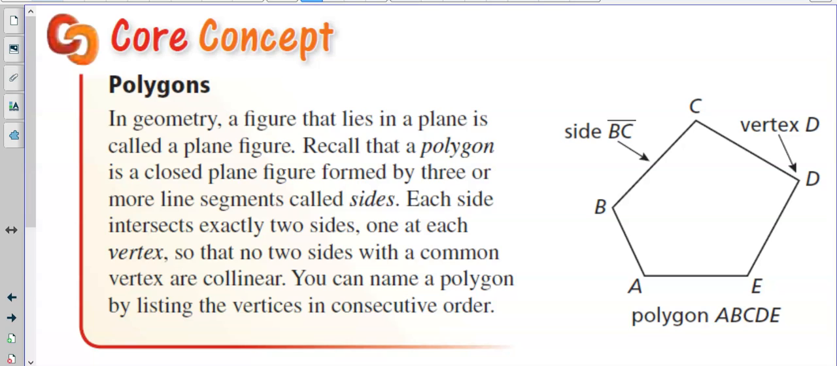You can name a polygon by listing the vertices in consecutive order. All right? So this would be polygon A, B, C, D, E. If you wanted to, you could call it C, D, E, A, B. Doesn't really matter. It's your choice. But you have the ability to name it different ways.